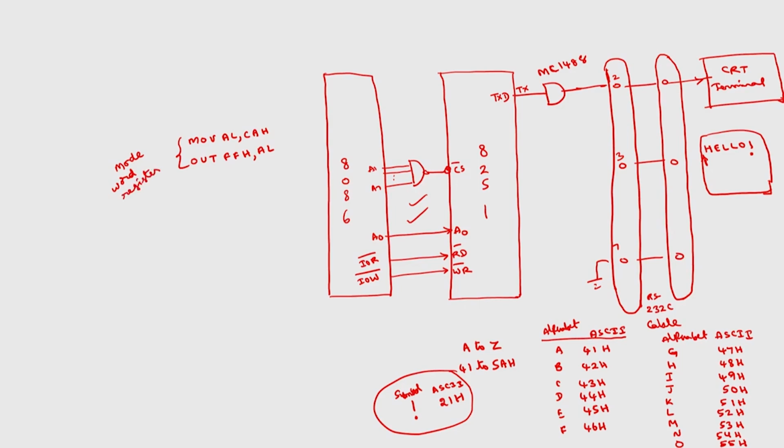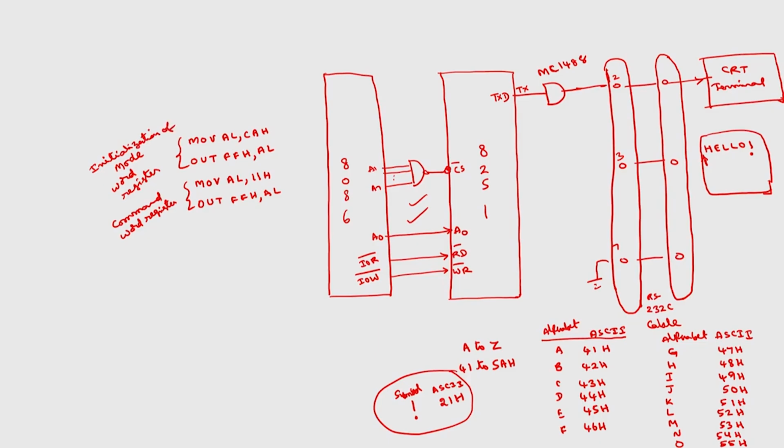Then you have to set the command word register. The control word that we have obtained is 11H, then OUT FFH, AL. The same FFH is the address of the command word also. So, this will set the command word. This is the initialization of the mode word and command word.